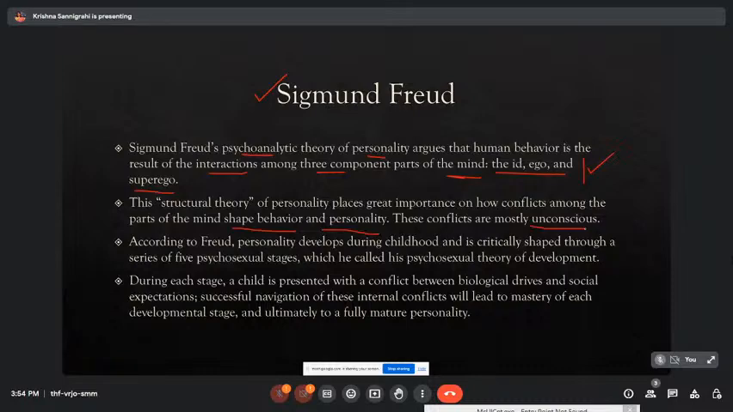For example, you have ice cream in the fridge, and you want to have that ice cream, right?